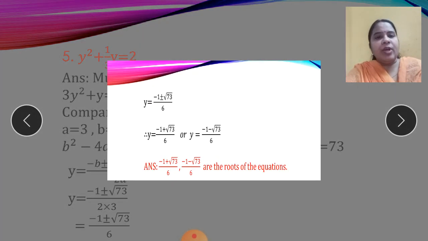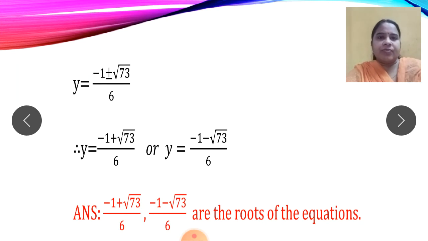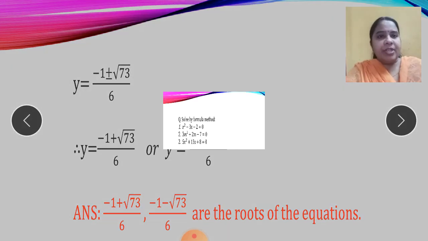Okay. Now what you have to do is just separate the two values. See, plus root 73, minus root 73. Remaining, there is no change in the sign. Do not change the sign of 1. That is minus 1 as it is. What we have to do here is separate these two answers. Plus root 73 upon 6 and minus root 73 upon 6. I hope you have understood this. Yes. Then final answer. Minus 1 plus root 73 upon 6 and minus 1 minus root 73 upon 6 are the roots of the equation. I hope it is understood to you.